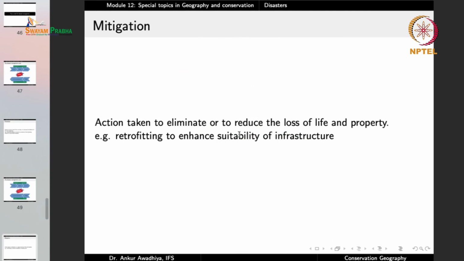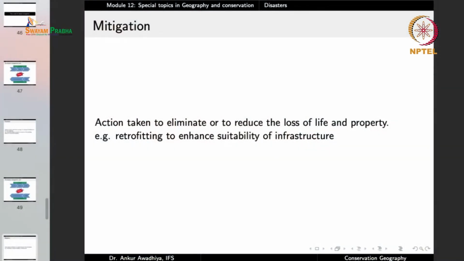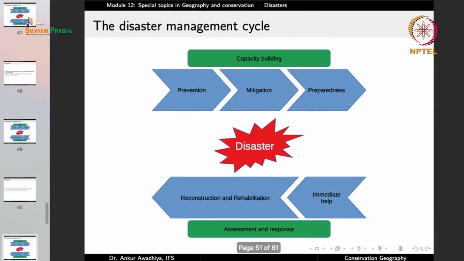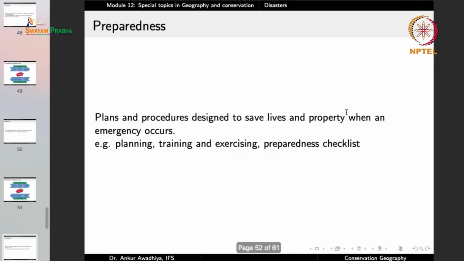Then we have mitigation. Mitigation is action taken to eliminate or to reduce the loss of life and property, such as retrofitting to enhance the suitability of infrastructure. So in that case, we are saying that, okay, we cannot do anything about the disaster, but at least let us make our infrastructure such that there is a reduction of loss of life and property. So that is mitigation.